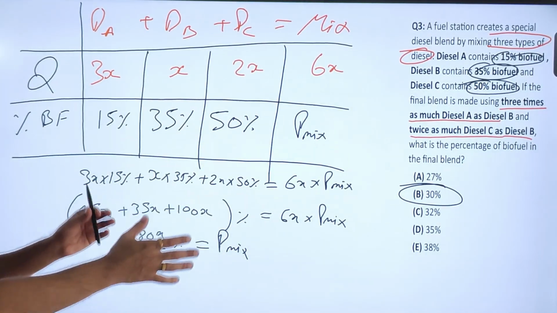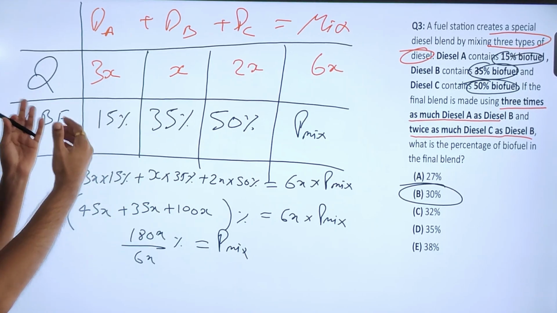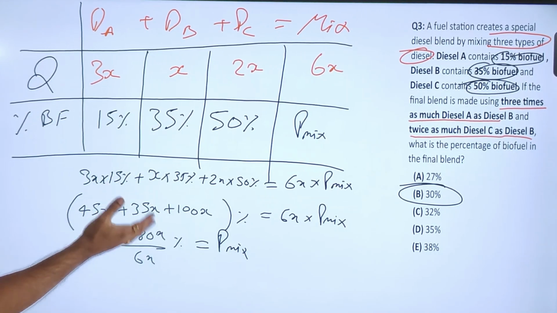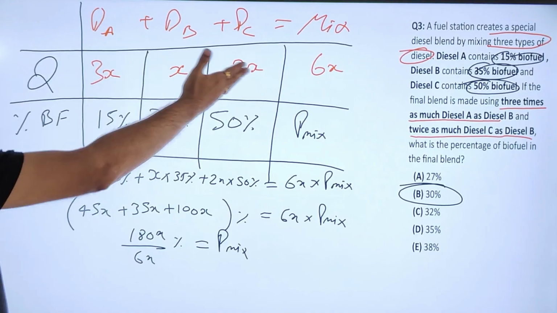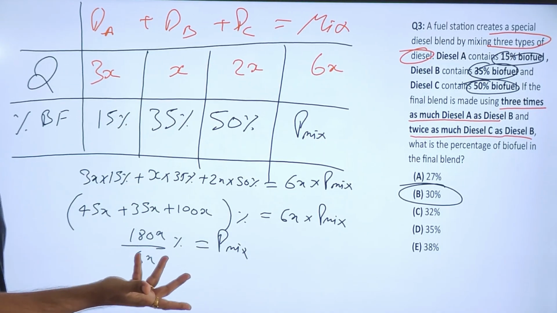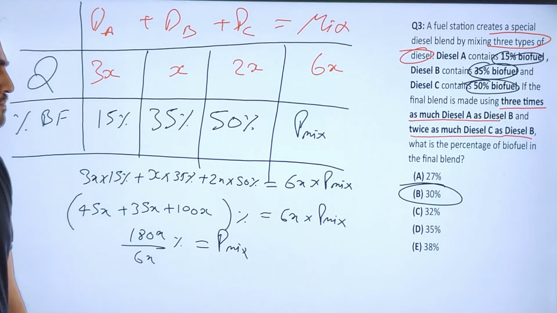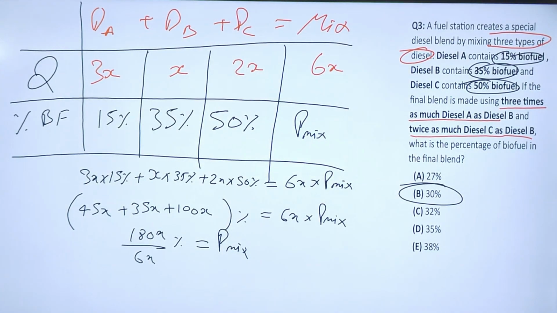Okay, so this is where you will realize that, see, the table method can be applied everywhere. Okay, if you have 3 variables, write them down. If you have 2, write 2 down. If you have 4, write 4 down. Okay, I hope you understand this.